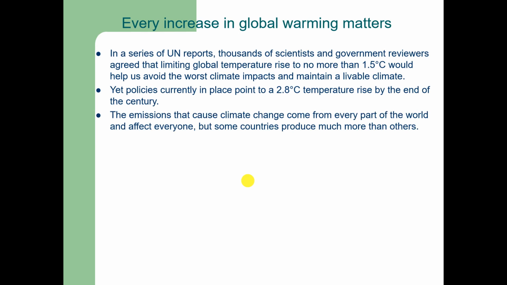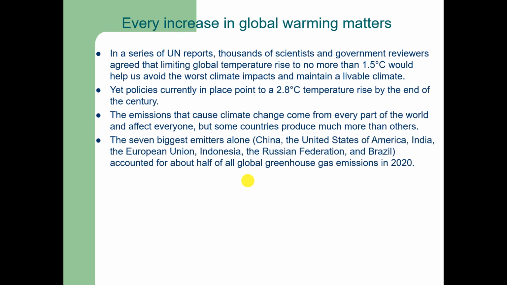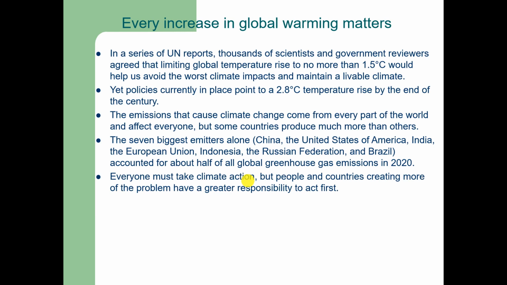The emissions that cause climate change come from every part of the world and affect everyone, but some countries produce much more than others. The seven biggest emitters alone, China, USA, India, the European Union, Indonesia, the Russian Federation, as well as Brazil, accounted for about half of the global greenhouse gas emissions in 2020. Everyone must take climate action, but people and countries creating more of the problem have a greater responsibility to act first.